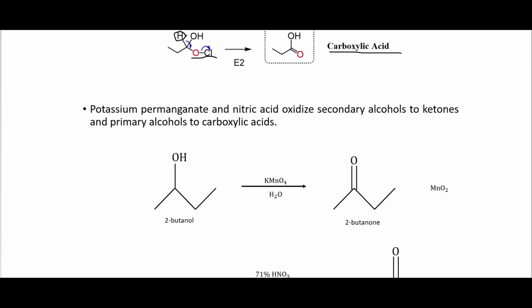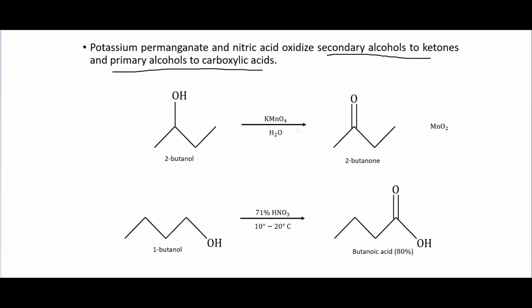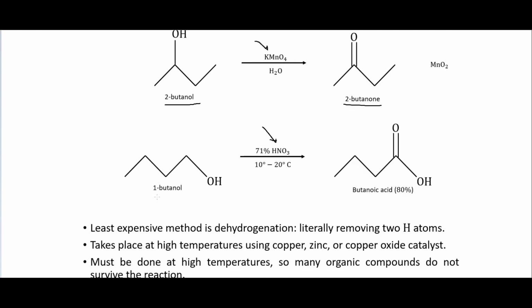We can do this as well with potassium permanganate and nitric acid, so these will oxidize secondary alcohols to ketones and primary alcohols to carboxylic acids. So we have our potassium permanganate here, or our nitric acid right here. And so this could turn the 2-butanol into 2-butanone, or 1-butanol into butanoic acid.